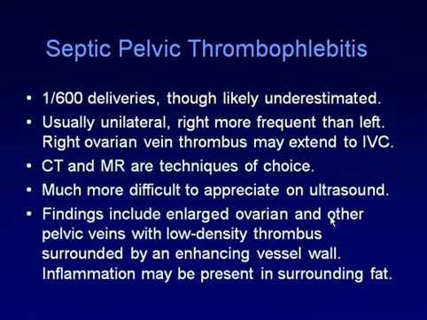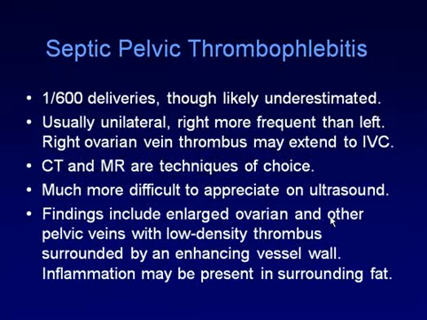Septic pelvic thrombophlebitis occurs at least probably in 1 out of 600 deliveries in the United States, though possibly underestimated. It is commonly unilateral, for some reason the right more than the left, and the thrombus in the right ovarian vein can extend to and even higher in the inferior vena cava. CT and MR have become the techniques of choice. It is more difficult to appreciate on ultrasound, but if this is the only modality available or appropriate for the patient, you can use it.